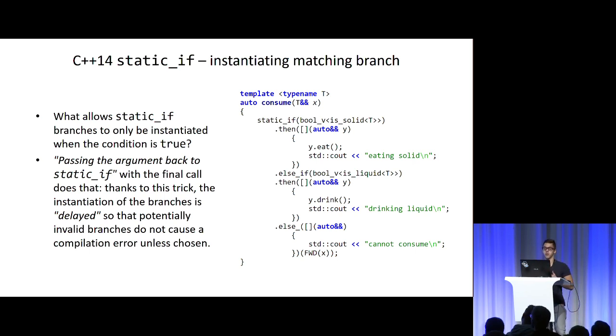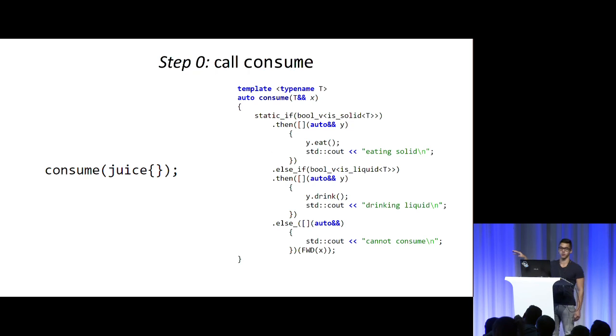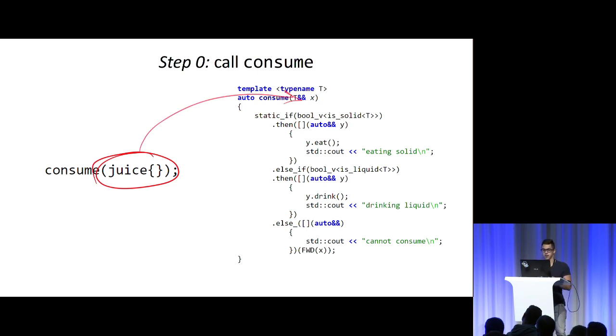So what allows static if branches to be instantiated only if the condition is true? The idea is that we're passing back the argument at the end of the static if in order to delay the instantiation of the template until we have found a matching branch. So as you can see, we're forwarding x back into the static if, and then it's going to find the branch that we want to instantiate and instantiate it with the x that we're passing to it. And this is used to delay the instantiation of the branch that matches the compile time condition. So if this is not clear, let's analyze the technique step by step.